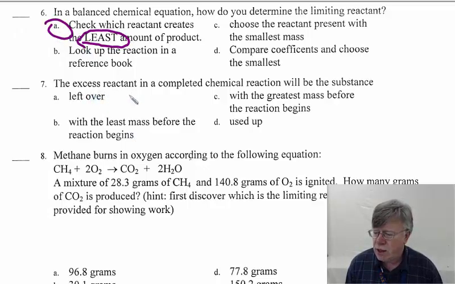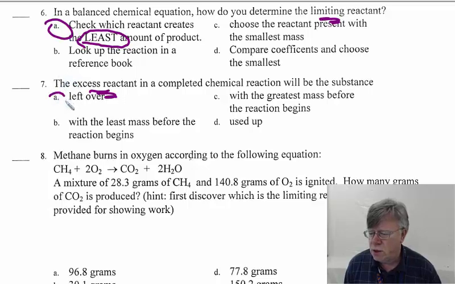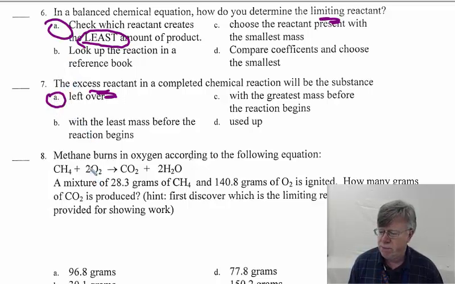Now the excess reactant. So you have the limiting reactant, and the other one is called the excess reactant. It's the one you waste or you have too much of. So it's the one that you're going to have something left over when the reaction is over with. Answer is A.